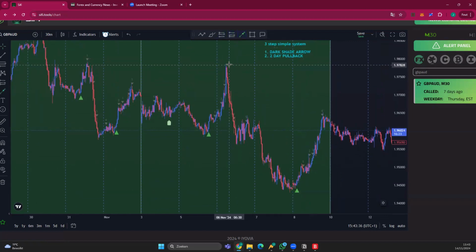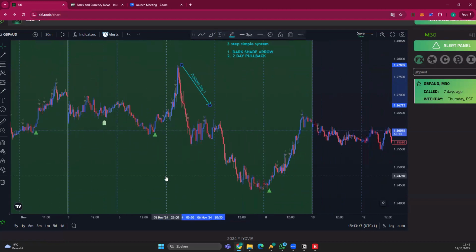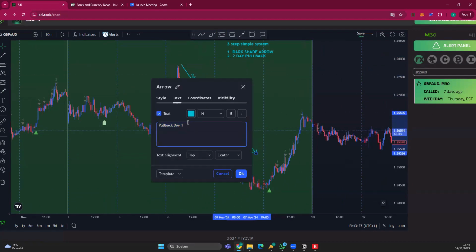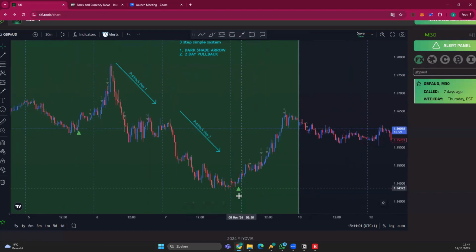Right here you can see this is pullback day 1. There we go, pullback day 1. A day starts at the vertical dotted line and a day ends at the vertical dotted line. So this is 1 day of pullback. This right here is the second day of pullback. So we have a 2-day pullback prior to this dark shade arrow.